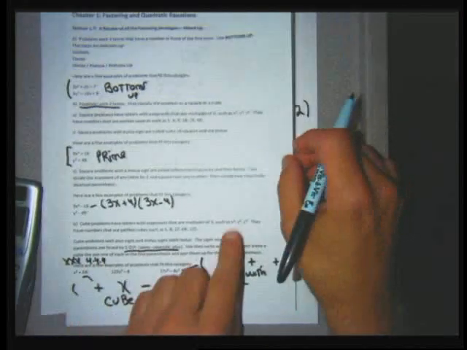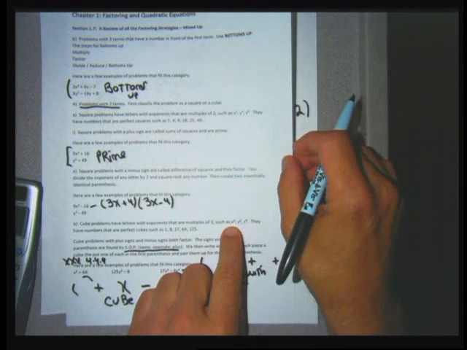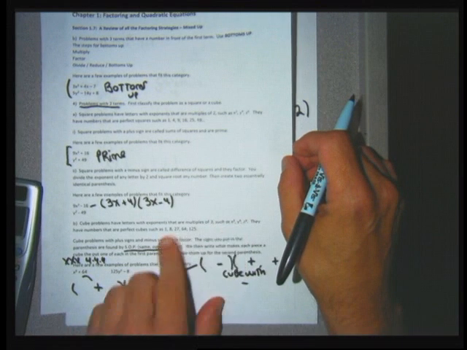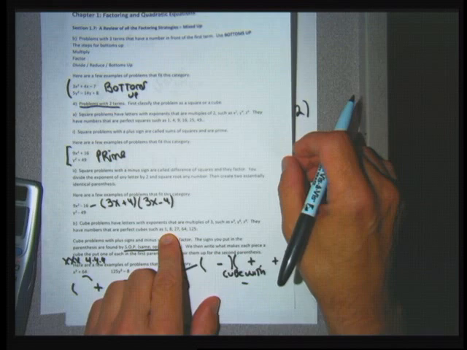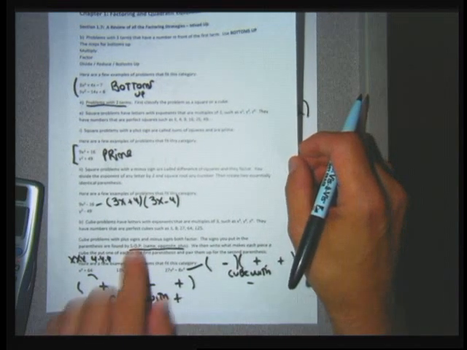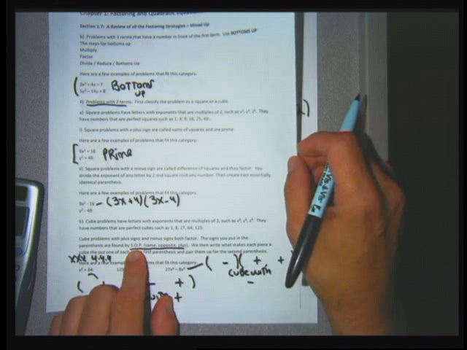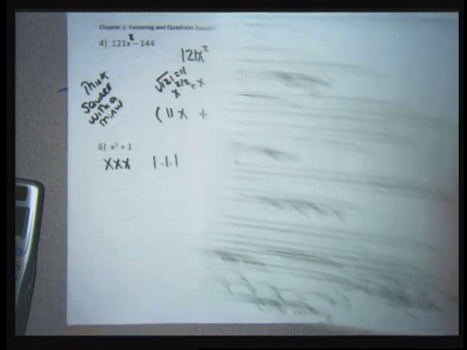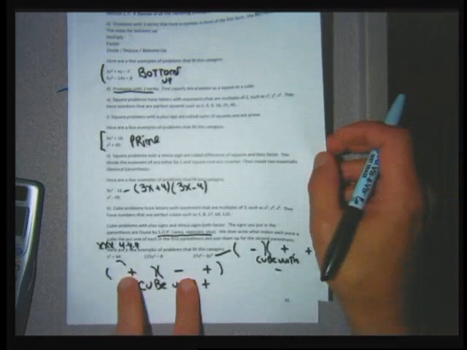Because cube problems, the letters have exponents that are multiples of 3. 3 is a multiple of 3. And the numbers are perfect cubes, and 1 is a perfect cube. Cube problems factor, and once I get the template with the signs, I fill them up the same way. So I'm going to get my signs in, and this is a cube problem with a plus, so I'm going to use that template.